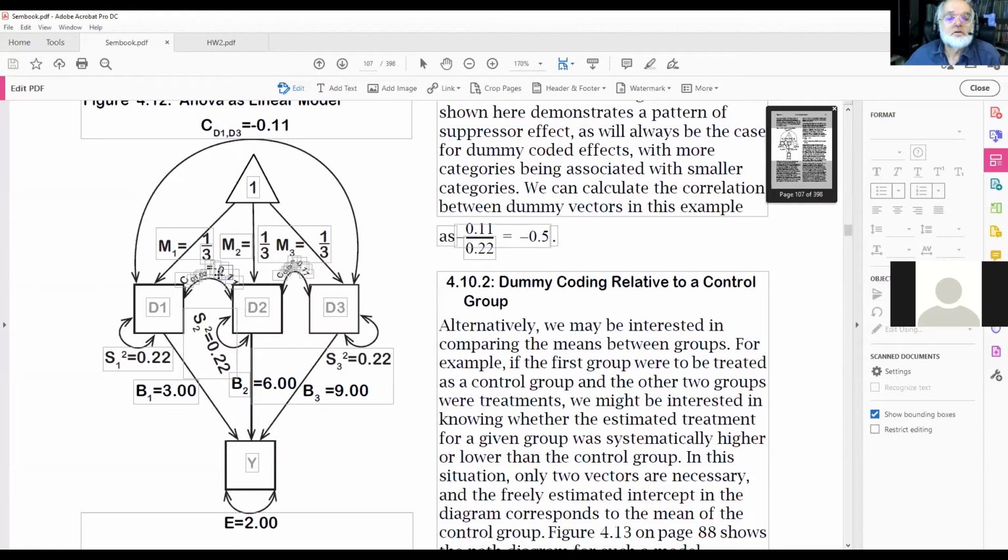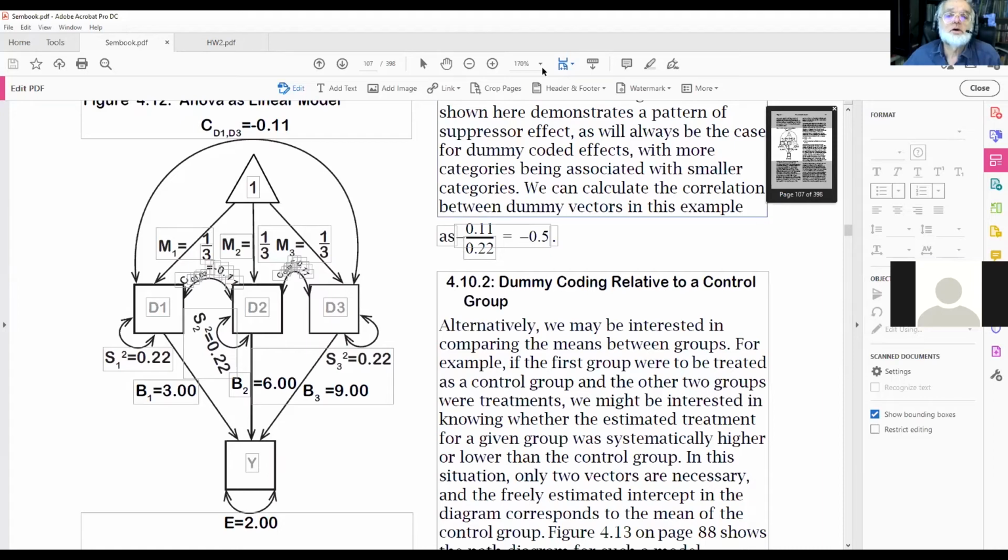Notice that inside of each of these variables, there's a covariance between these variables, and it is small and negative. This is because if you are in group 1 and you receive a 1, that scatter plot of the dummy-coded vector for the first group is slightly and negatively correlated with the numbers from the other group.